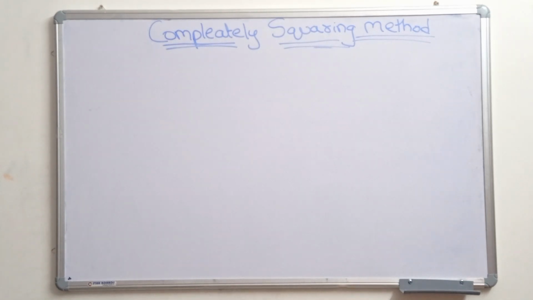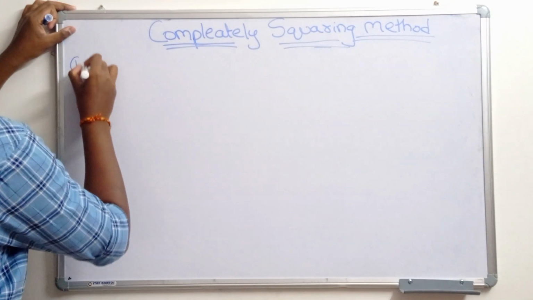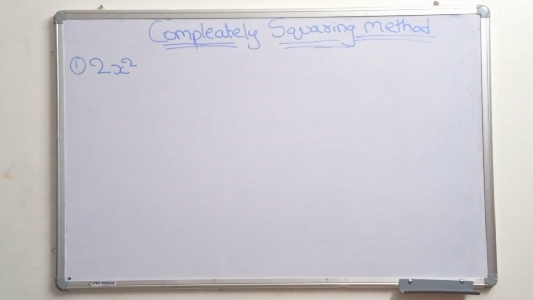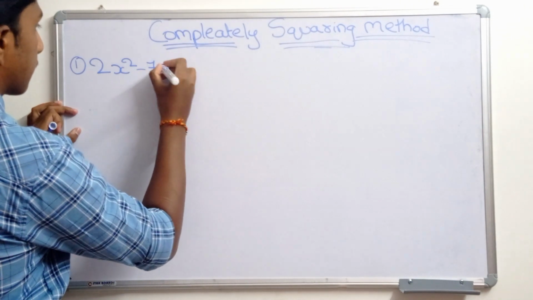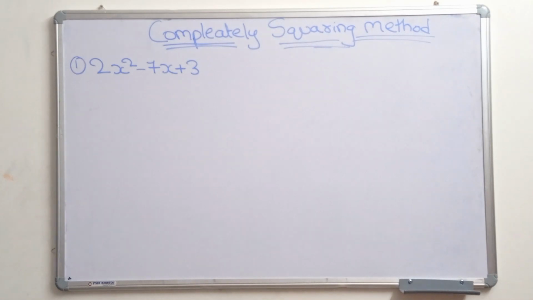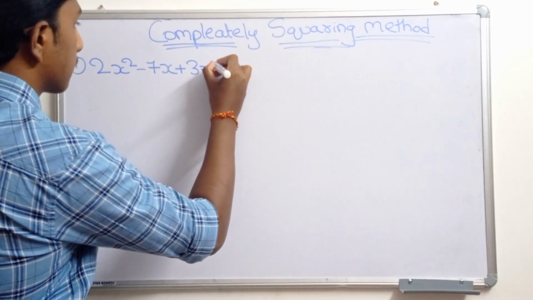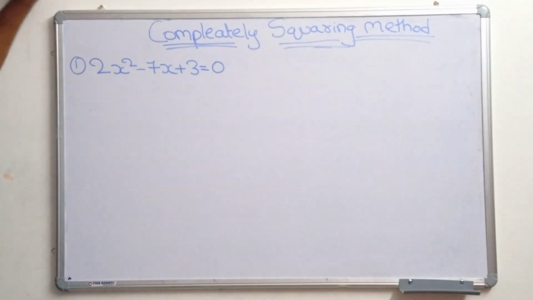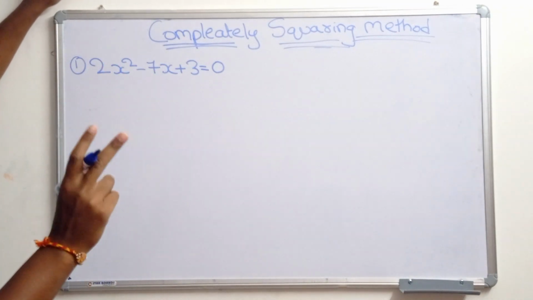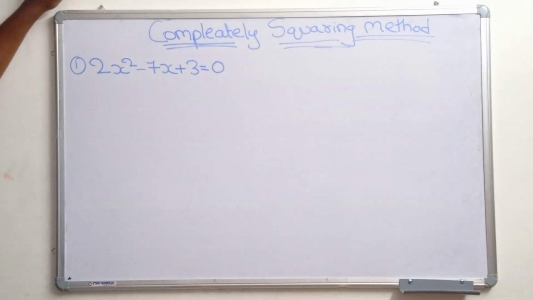Okay guys, the first question is 2x square minus 7x plus 3. 2x square minus 7x plus 3 is equal to 0. This is the first question, guys. So in the completing the square method, listen carefully, guys. The first thing we have to do is, the coefficient of x square should be 1. Guys, the first thing we have to do is the coefficient of x square should be 1. Guys, is it clear?